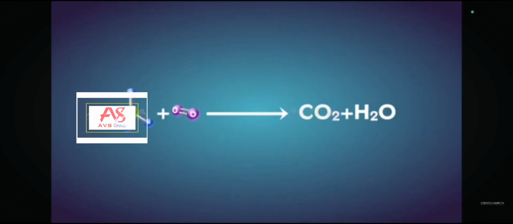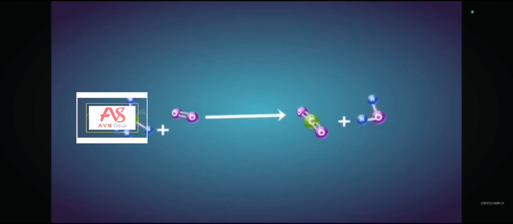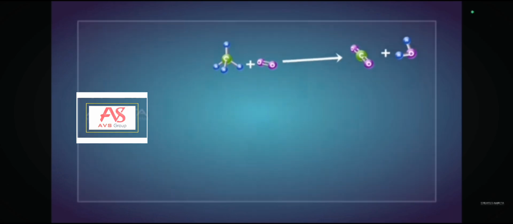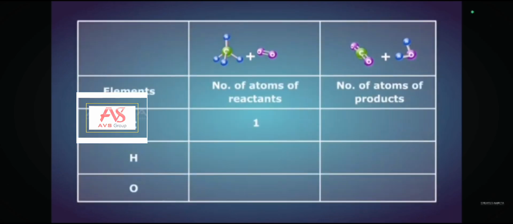This equation describes the reaction between methane and oxygen that yields carbon dioxide and water. But is there something which doesn't add up? Yes, the equation is not balanced, so let's try to balance it. Let us now count the number of atoms of all the elements in the reactants and products in the unbalanced equation on both sides of the arrow.